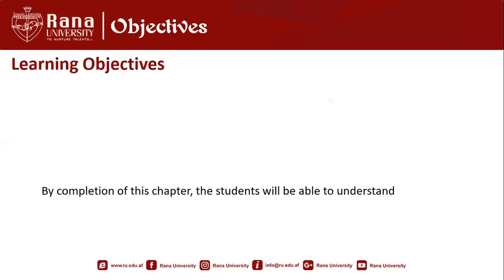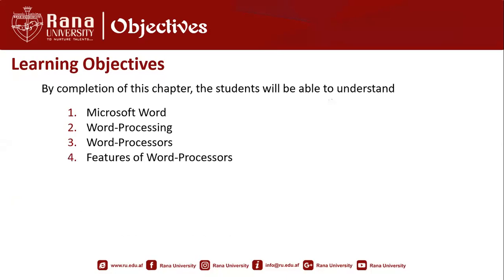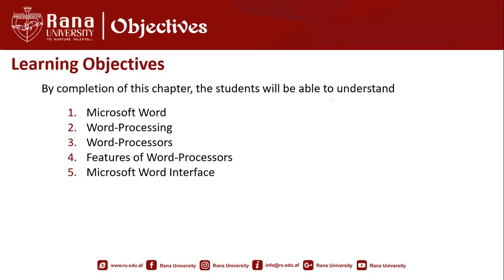So what is the objective of this chapter? The objective of this chapter is to familiarize you with Microsoft Word. What is Microsoft Word? We will study the concept of word processing. We will be talking about the word processors, those programs which we call the word processors. What are the functionalities of those programs? And also the features of the word processors. We talk about the Microsoft Word interface, then we will move towards the practical, okay?